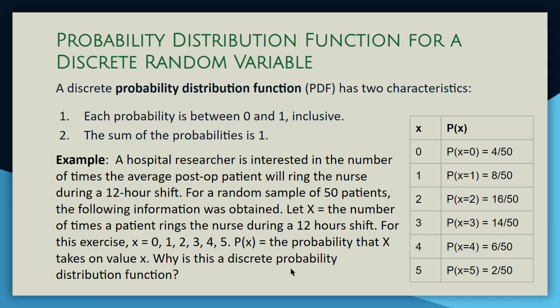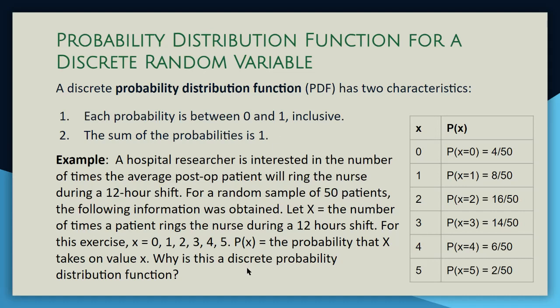So for example, a hospital researcher is interested in the number of times the average post-op patient will ring the nurse during a 12-hour shift. For a random sample of 50 patients, the following information was obtained. Let X equal the number of times a patient rings the nurse during 12-hour shifts. For this exercise, X can take on the values 0, 1, 2, 3, 4, or 5. P of X equals the probability that X takes on value x. Why is this a discrete probability distribution function?